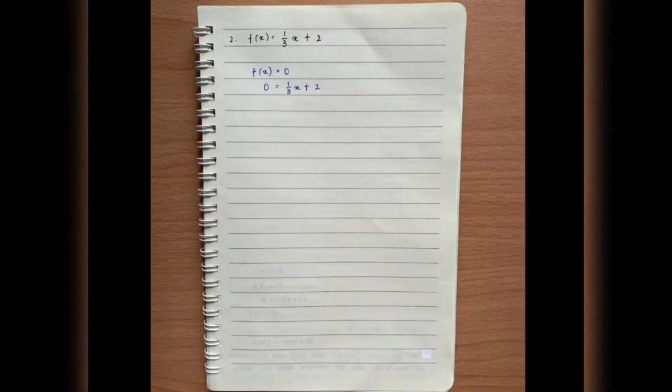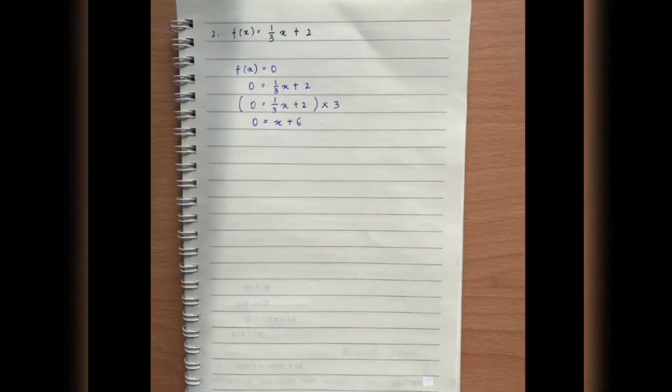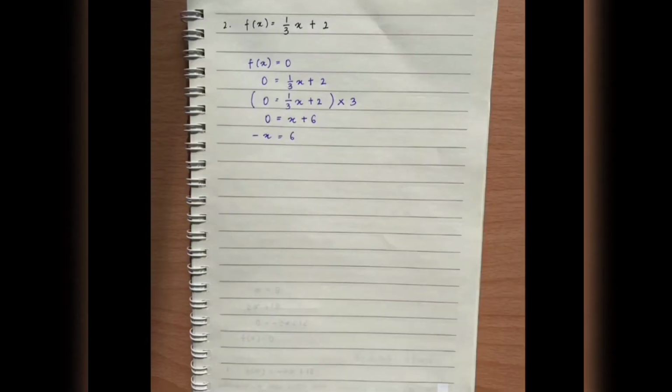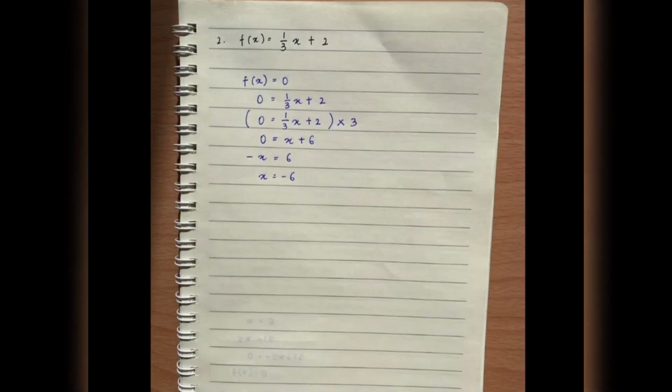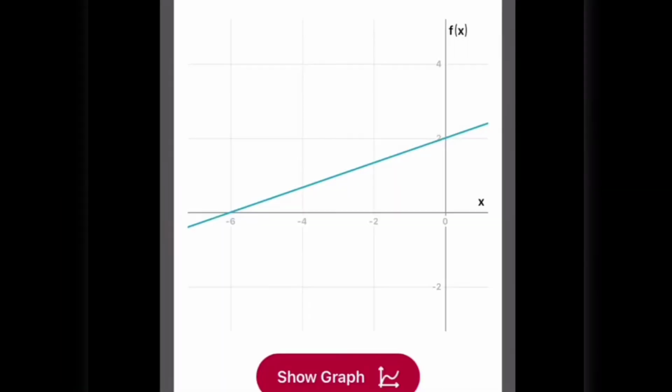Let's see another example. Question number 2. f(x) equal to 1 over 3 x plus 2. Firstly, to find x-intercept, substitute f(x) equal to 0. Then, multiply both sides of the equation by 3 to eliminate 1 over 3. Then, move the variable to the left-hand side and change its sign. Next, change the sign on both sides of the equation. So, the value for x is negative 6. This is the graph for this equation.